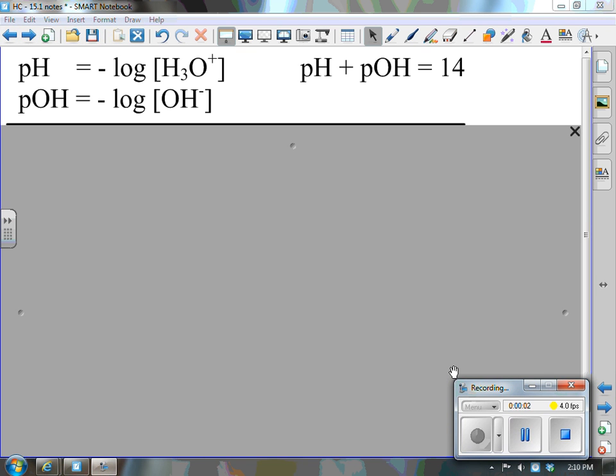Okay, so second part here. How do we actually do the pH calculations? Well, the pH scale is based upon the log base 10 scale. So everything's an exponent based upon an exponent of 10.